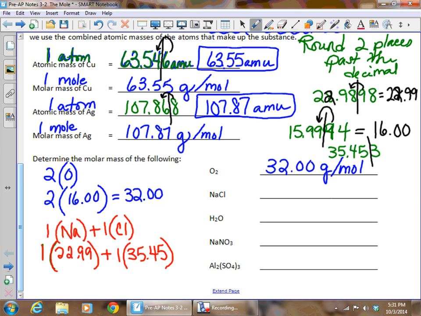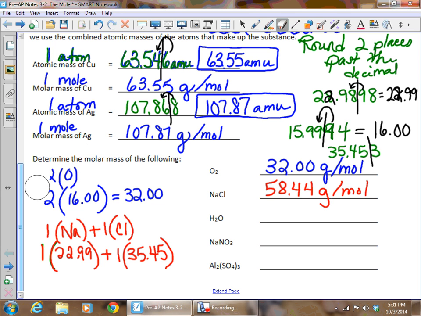Now, you could plug this into your calculator as 1 times 22.99 plus 1 times 35.45 and hit enter and get that value, but obviously the ones don't matter. When you multiply anything by 1, it's itself. So all you really need to do is add these two together, but either way, you're going to come up with 58.44 grams per mole for the molar mass of NaCl.